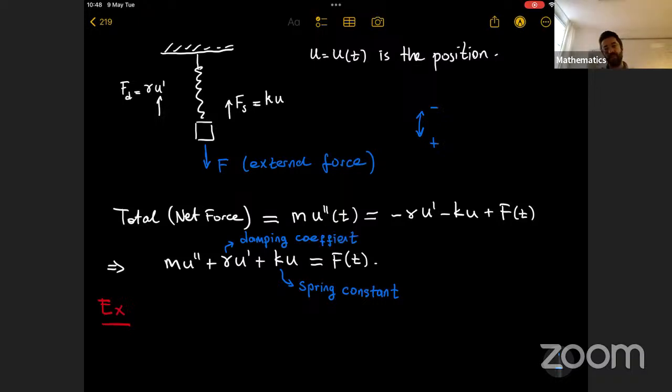Damping şey demek, söndürme gibi bir şey. Yani söndürme kuvveti oluyor. Dolayısıyla gamma çarpı u prime. Hareketi sönümleme gibi. Sönümleme daha doğru herhalde. Sönümleme kuvveti.